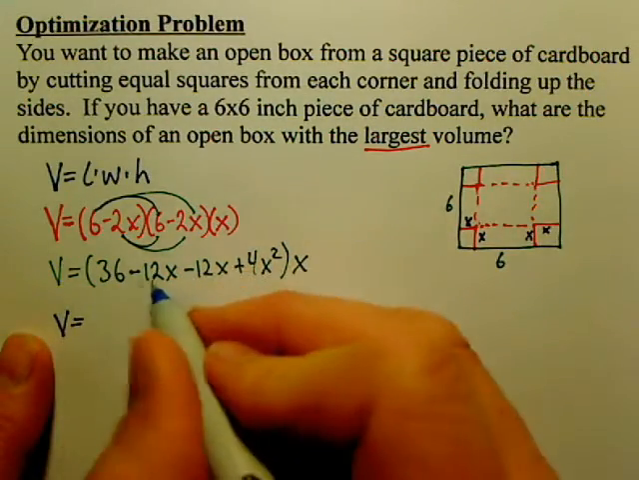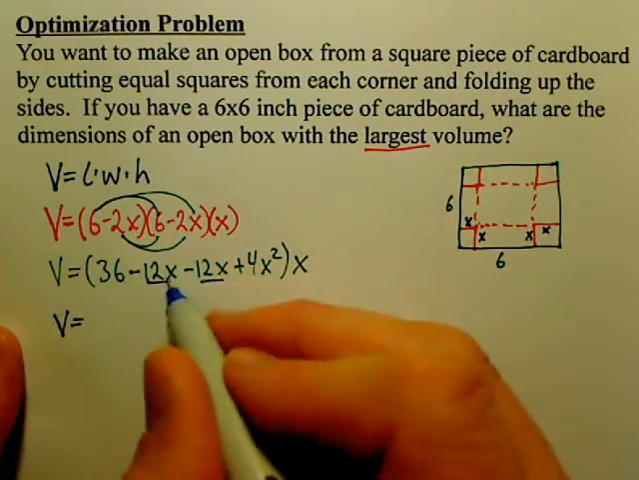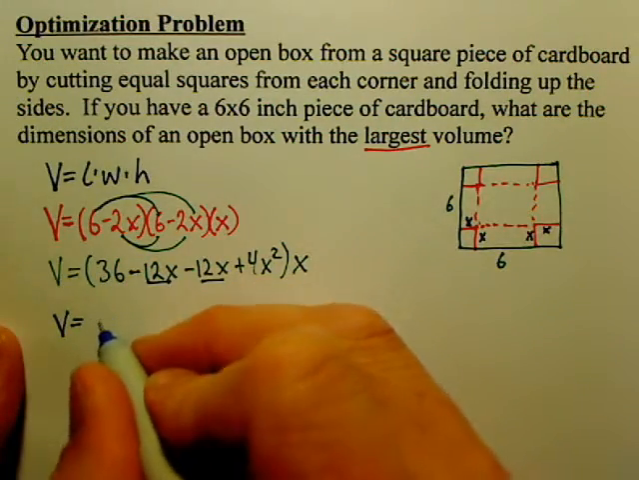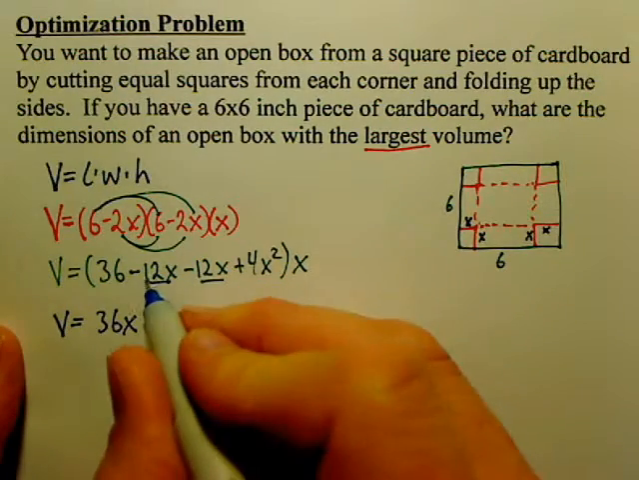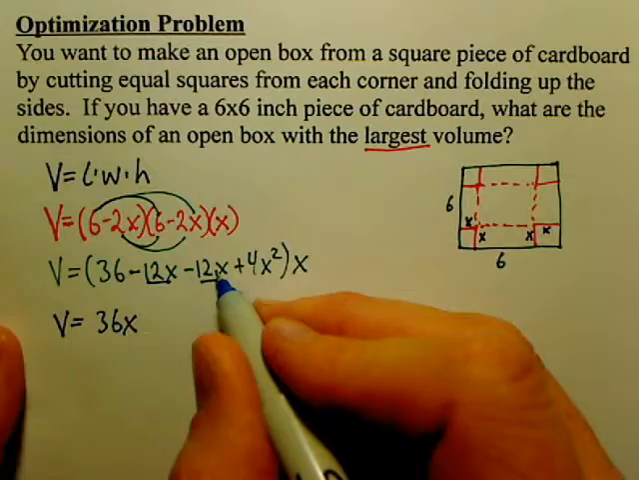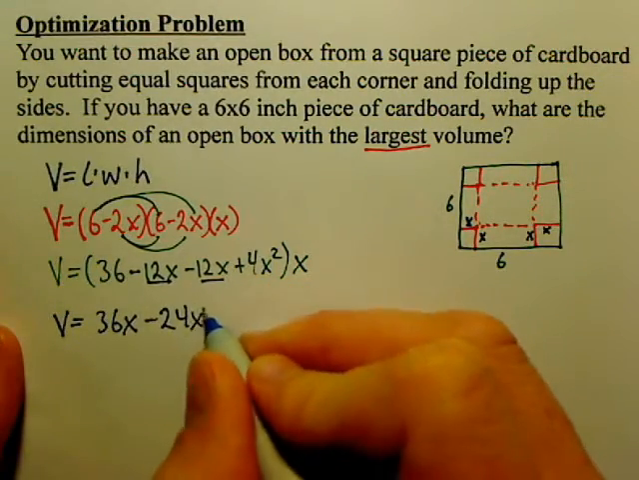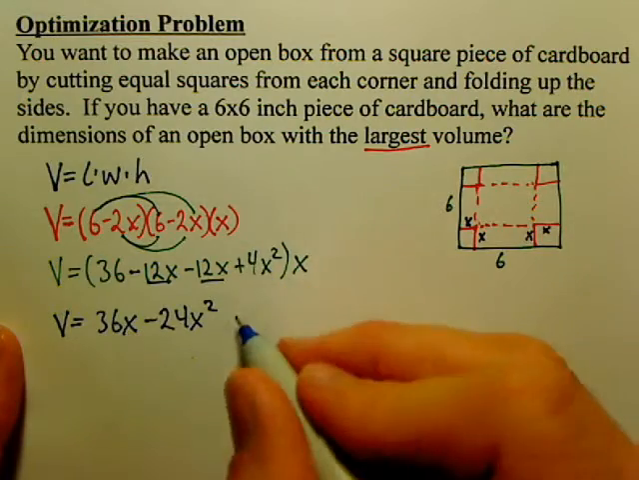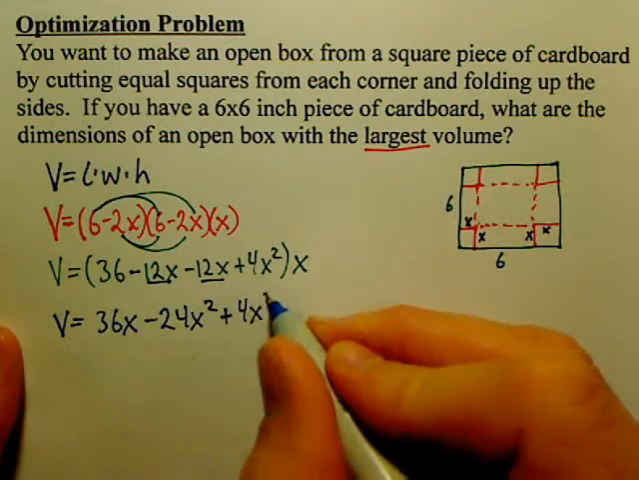Okay, when I multiply this x in and combine these, I end up with 36x. Bring this in, remember these two together is negative 24x. If I bring that in, I get negative 24x squared. And that x comes in, multiplies by that, distributes in, I get 4x to the third.